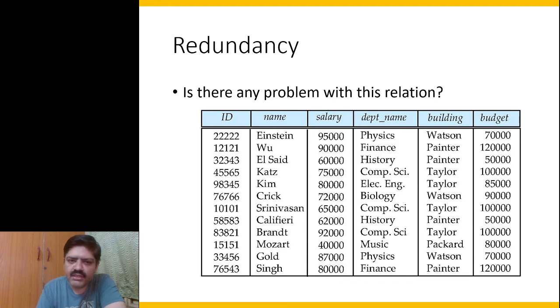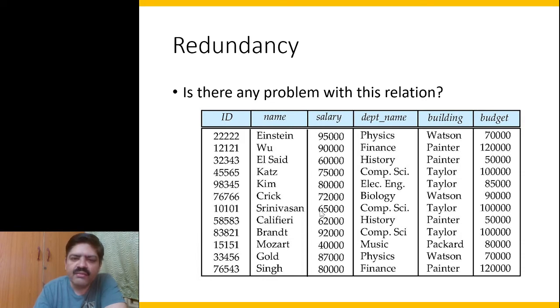So why do we need functional dependencies? Here is a table for you. Do you see any problem with this table, with this relation? When I ask this question, students very quickly figure out that there is a lot of redundancy in this table. For instance, if it is given that Einstein always works for the physics department, and the physics department always works from the Watson building, then I don't have to repeat this information for every physics department. I know physics department is in Watson building already, but I have repeated it here.